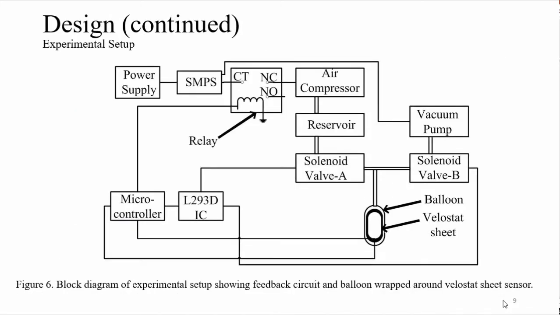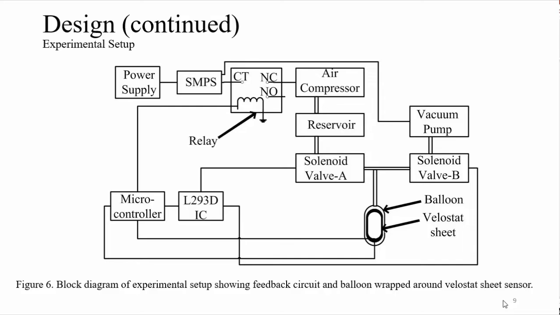So this is how your inflation and deflation circuit is. We have a power supply using an SMPS, and there's a relay. There's an air compressor, reservoir, solenoid valve, and vacuum pump. This is the microcontroller, the Arduino. This is a driver that is used to control the two solenoid valves, because there is a need for a higher voltage of 12 volts to control these solenoid valves.